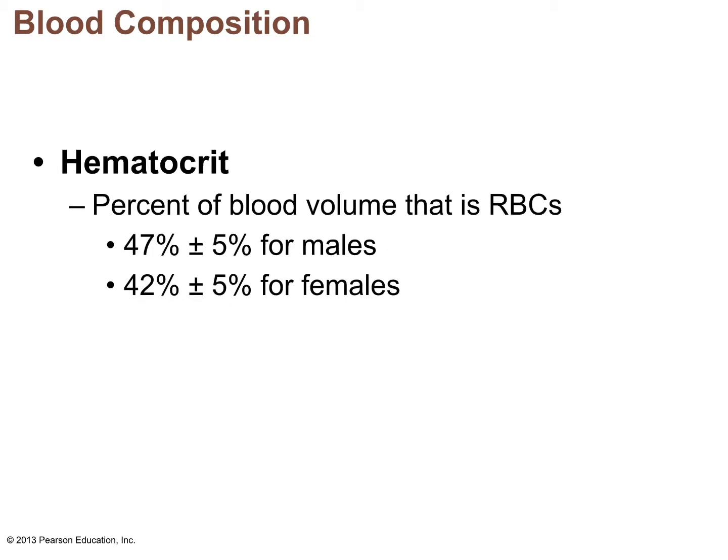Hematocrit is the percentage of your blood volume that's made up of red blood cells. Now, that's going to be higher for males than females. It's approximately 47% for males and 42% for females, with a range of plus or minus 5. It's higher for males because they have more testosterone, and testosterone increases a hormone called erythropoietin. If you remember from the last chapter, erythropoietin is what causes erythropoiesis, which is the formation of red blood cells.